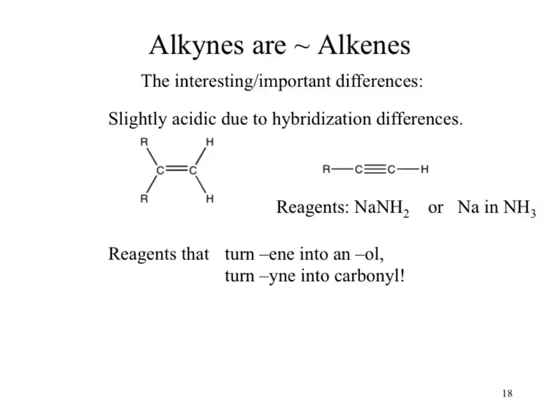So this last section is what we just talked about. A reagent that turns an alkene into an alcohol will turn the alkyne into the carbonyl. So your boron and your mercury will do the same thing. It said that NaNH2 and NH3 liquid turns the terminal alkyne into a carbanion. Yeah, which is exactly what we did.